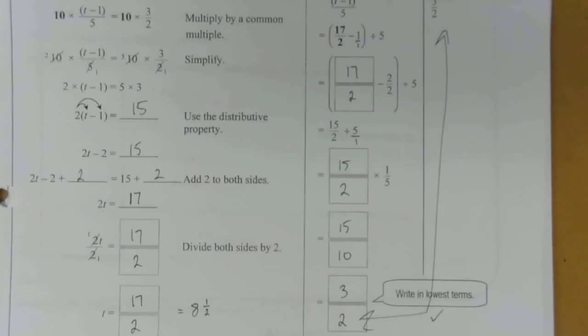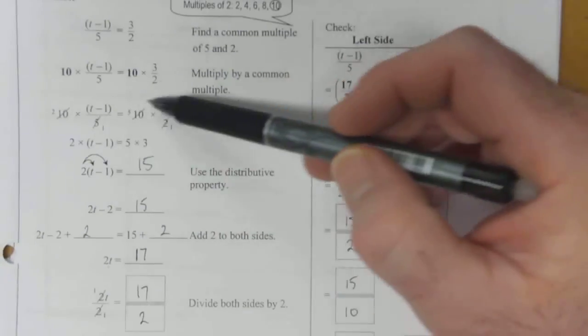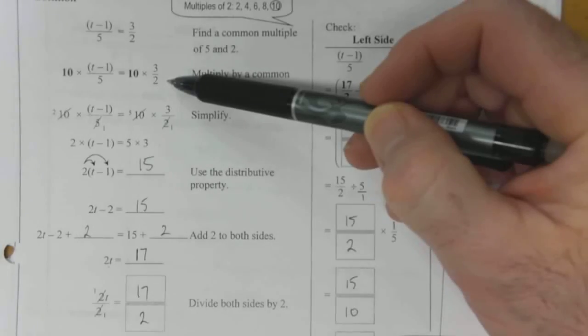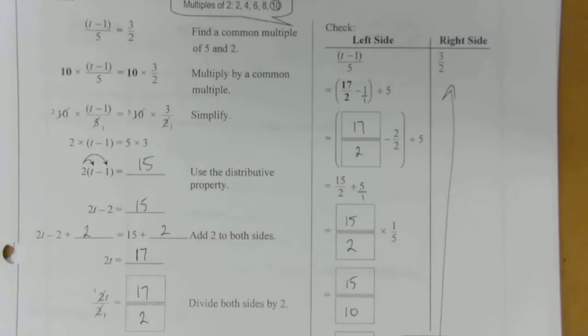So that's the process there. A couple of key things: finding a common multiple to get rid of the denominator, then using the distributive property, and then simplifying from there to get to your solution.